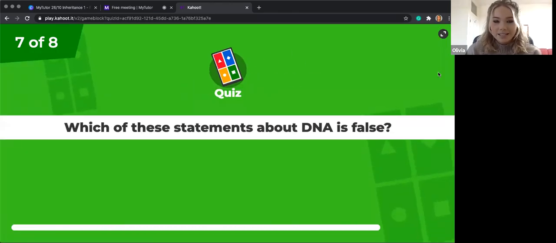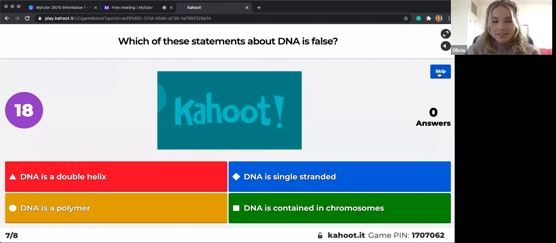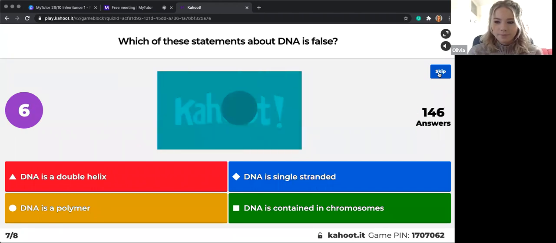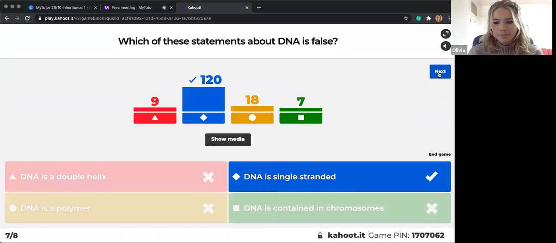Which of these statements about DNA is false? DNA is a double helix, it's single-stranded, it's a polymer, or it's contained in chromosomes. Good, DNA is single-stranded. It's not single-stranded, it's double-stranded.